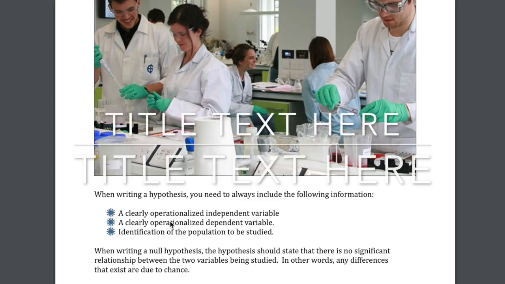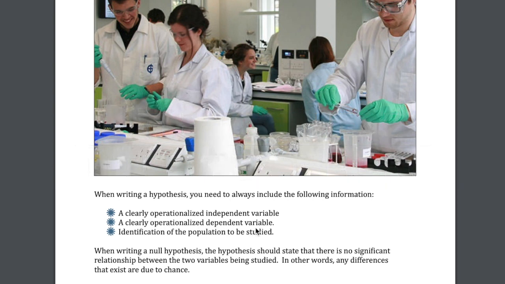So we've got a clearly operationalized independent variable, a clearly operationalized dependent variable. Remember, the dependent variable is what the researcher is observing, and the independent variable is what they're manipulating. So the researcher changes this, and they observe this. And then the identification of the population to be studied.